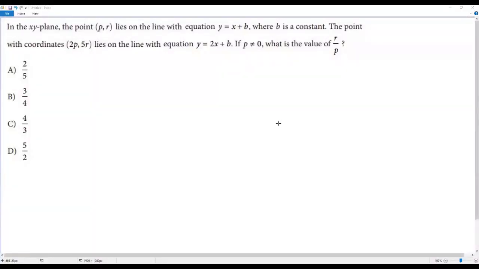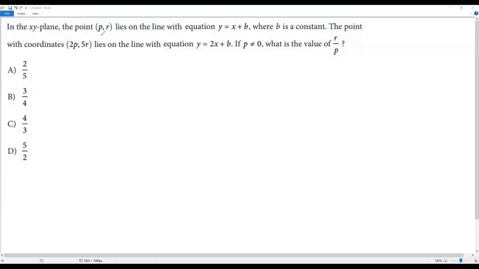Here we have a SAT math question. Okay, let's go to the information. In the xy plane, the point (p, r) lies on the line with the equation y equals x plus b, where b is a constant. The point with coordinates (2p, 5r) lies on the line with the equation y equals 2x plus b. If p is not equal to 0, what is the value of r over p?